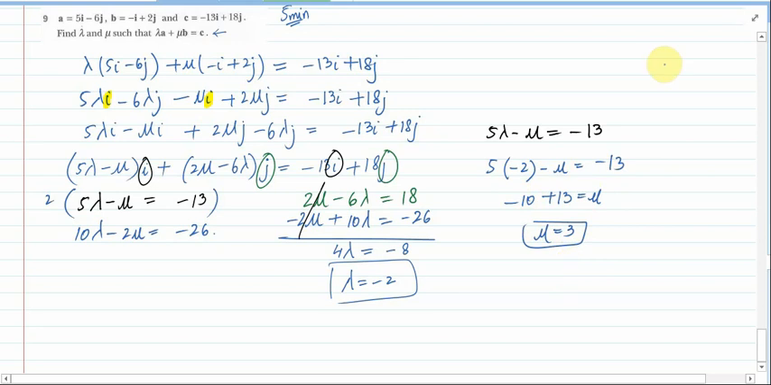Alright class, so I hope that you got the concept clearly, of how to find the unknown values by comparing the coefficients. We had done this concept in 2 questions, and I think that it is quite enough for today's class.